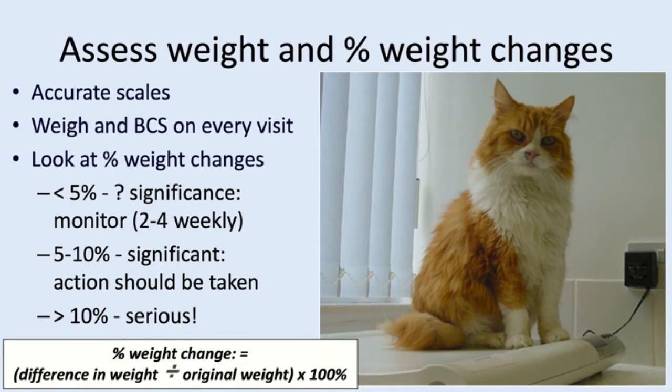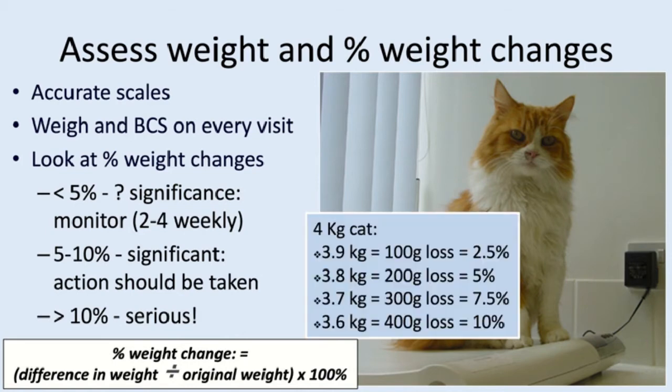And to calculate percentage weight change, you calculate the difference between those two readings, so today compared to last time, divided by the original weight, and then multiplied by 100%. So for a 4 kilo cat, if they weighed then 3.8 kilos at their next check, that's 200 grams of loss, which is 5% weight loss.